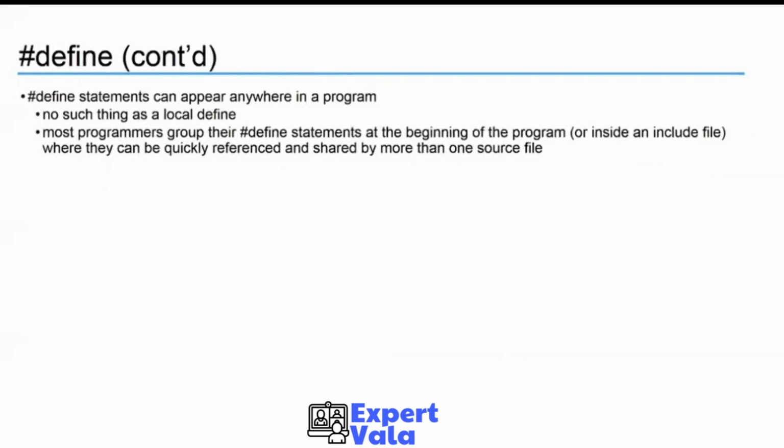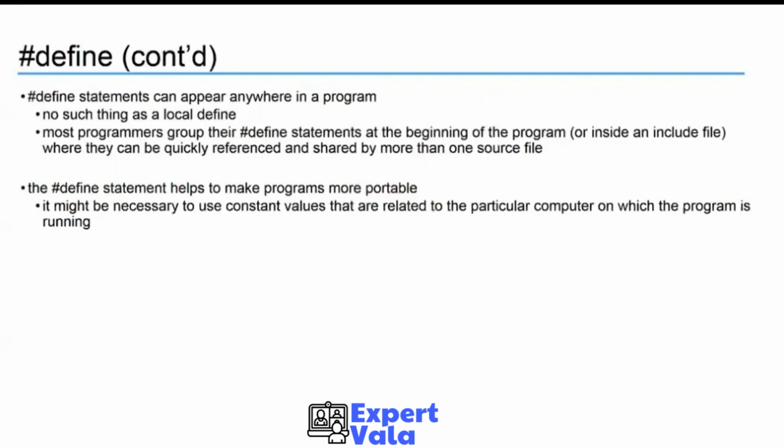Define statements can appear anywhere in the program. There is no such thing as a local define. Once you have a define, anybody can use it. Now best practice or convention is usually to put the define statement at the beginning of the program, or inside an include file if you want to share it in more than one source file, but you don't have to do that because it's handled by the preprocessor. It does not have any scope. It does not have any local or global. You can just put it anywhere, and anywhere in the program you can see it, even if it's being used before it's defined.